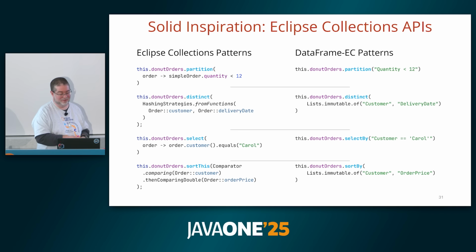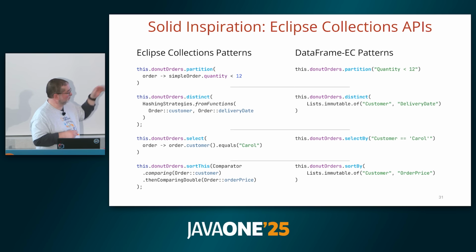So I'm going to go real quickly. What we talked about earlier in the slides is that Eclipse Collections and Dataframe-EC actually share a lot in terms of the terminology and the naming of things. So you can see Eclipse Collections has a partition method, which will basically split a data set based on some predicate, so either things included or excluded. Same thing with Dataframe-EC, also named partition. Eclipse Collections and Dataframe-EC both have a distinct method, which would basically give you effectively the uniquing of things.